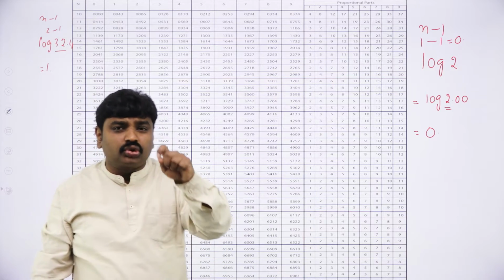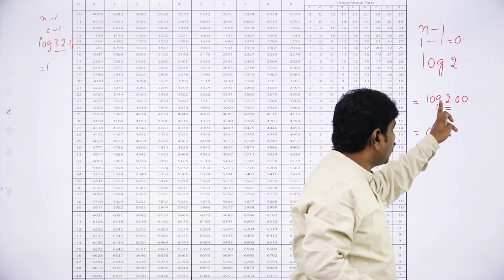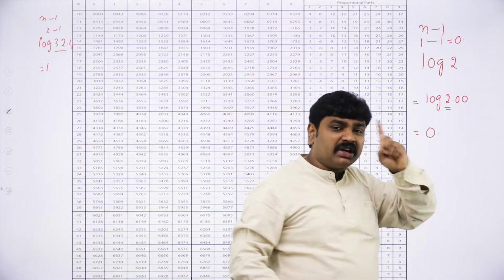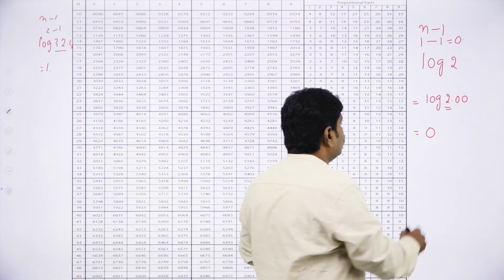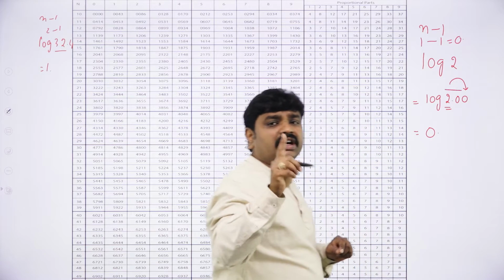So to find log, first you should know how to find the characteristic. Before the decimal I have one digit. Number of digits minus 1: only one digit, so 1 minus 1. What is 1 minus 1? 0. So 0 point. Now you should see 20 under 0.